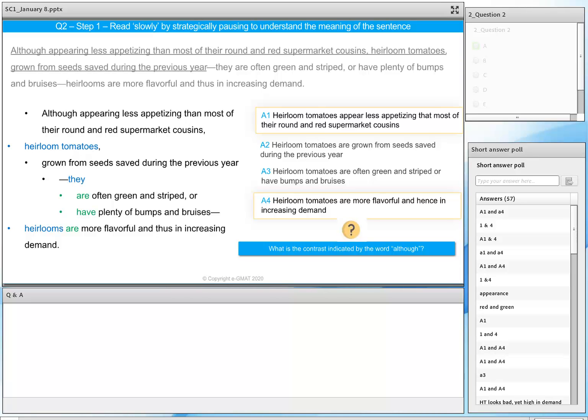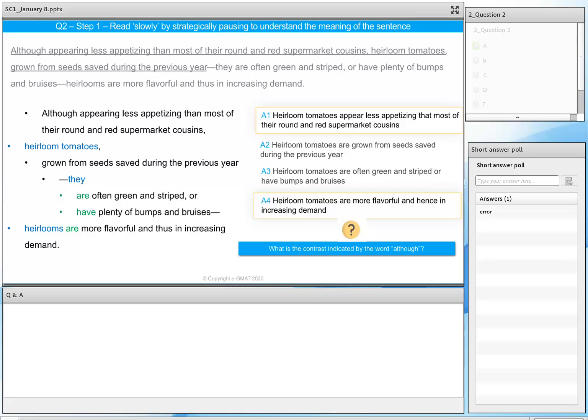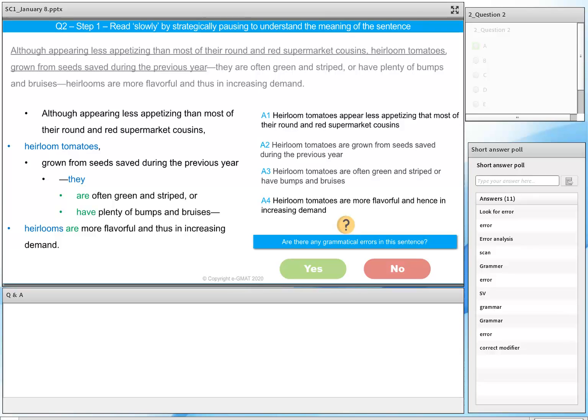All right, now meaning is clear. Next step is going to be what? We read slowly, we extracted the meaning, we checked our meaning. What's our next step in the e-GMAT approach? Let me clear these answers. I'm asking more questions than I normally do. Look for an error. Perfect, error analysis, yay! All right, so are there any grammatical errors in this sentence?